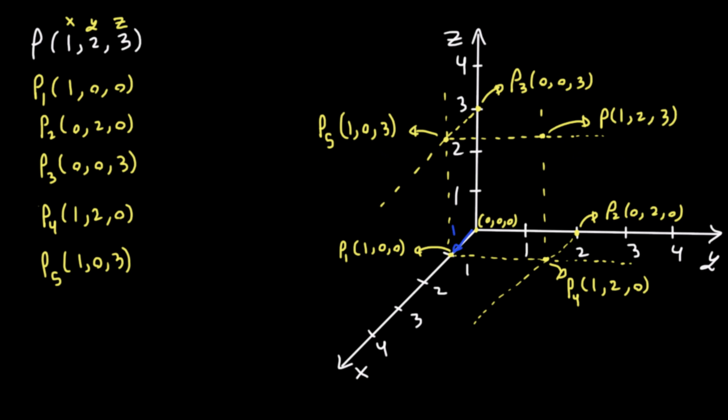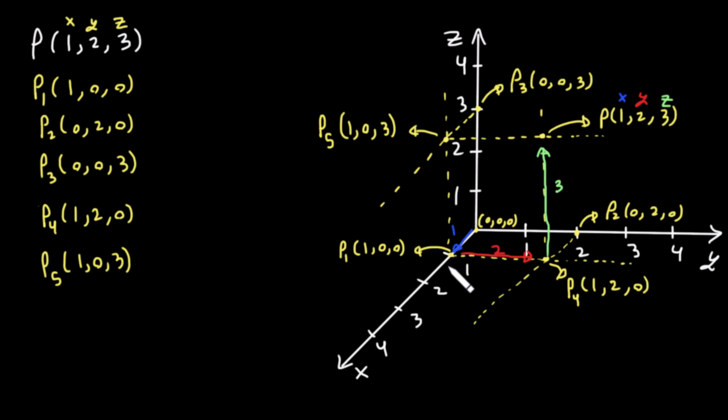How? First, we moved from here to there 1 unit, then from here to there 2 units, then from here to there 3 units. So here in x direction 1, and here in y direction 2, and here in the z direction 3.